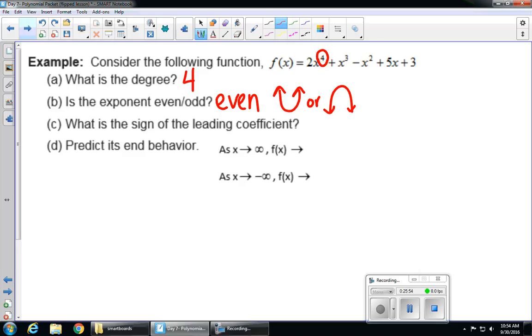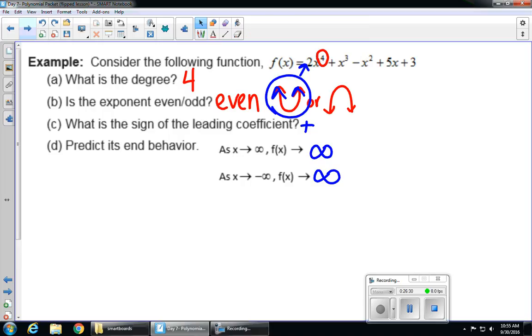What is the sign of the leading coefficient? If I look at my leading coefficient, I have a 2. This 2 is a positive. So because it's positive, I know that even positive, they both face up. So as x approaches infinity, or as I'm going further and further right, where is my graph going? That arrow is pointed up, so it's going to infinity. As I'm going further and further left, it is also pointed up, so as I approach negative infinity, my graph also goes to infinity.